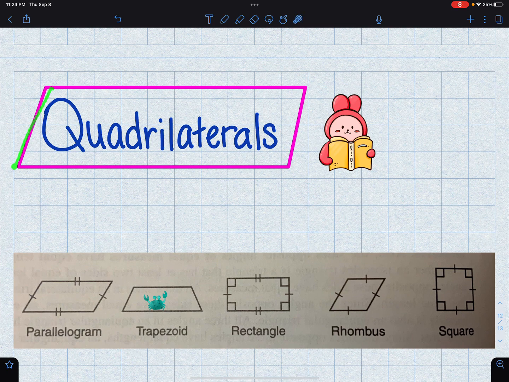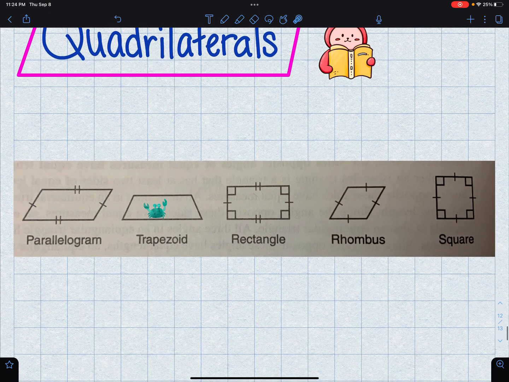And I surrounded that word with a quadrilateral. Isn't that cute? Okay. Now, remember, a polygon with 4 sides is called a quadrilateral. And there are different types of quadrilaterals, just like there are different types of triangles. And here are a few of the different types.